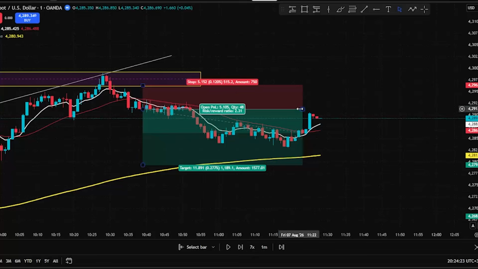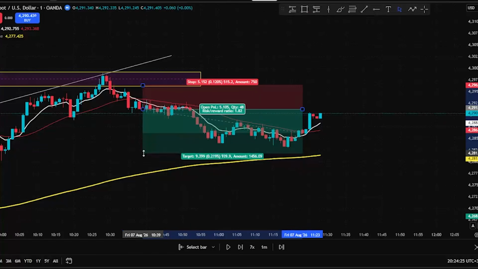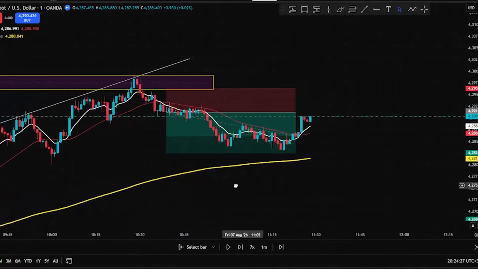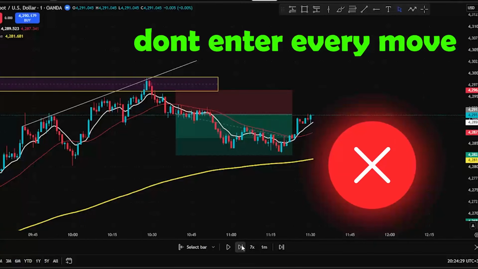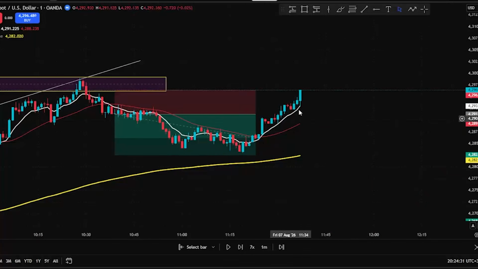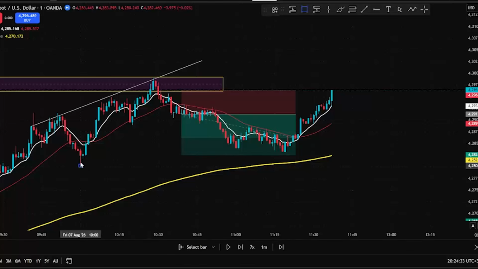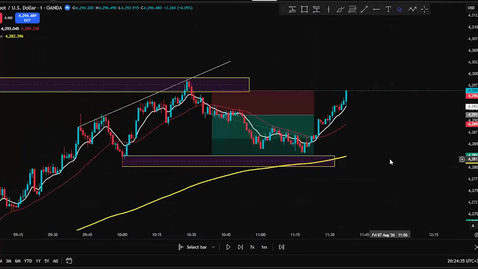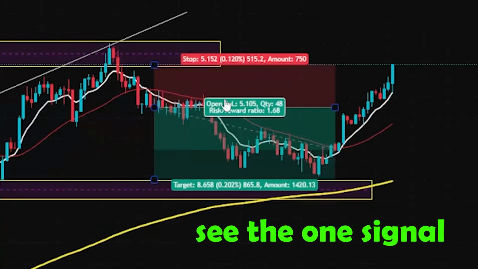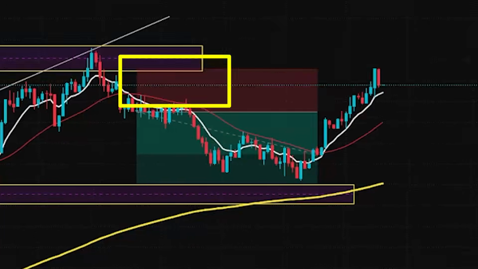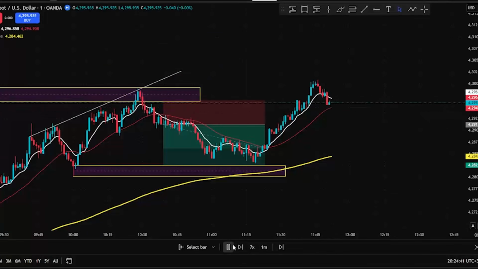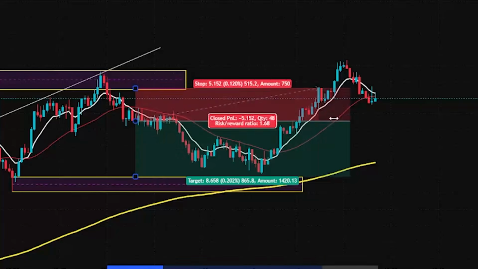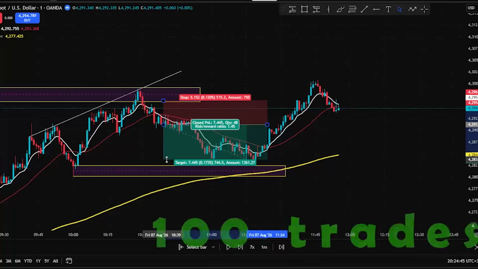But what is important in these 2 trades is not the profit itself. The main thing is that we did not follow every move on the chart. We only entered when several conditions coincided. And this is exactly where most traders make mistakes. They see only one signal, but do not examine the whole market story. Now it's time to see which mistakes cause the most losses out of the 100 trades.